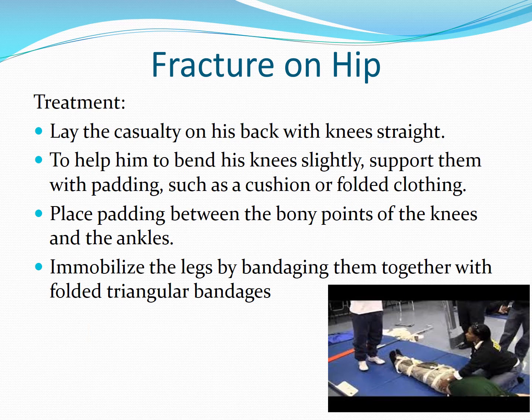Fracture of hip. Treatment. Lay the casualty on his back with knees straight. To help him to bend his knees slightly, support them with padding, such as a cushion or folded clothing. Place padding between the bony points of the knees and the ankles. Immobilize the legs by bandaging them together with folded triangular bandages.